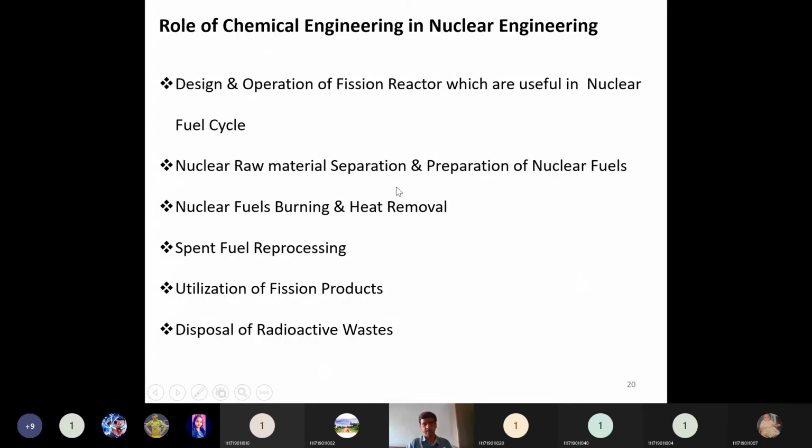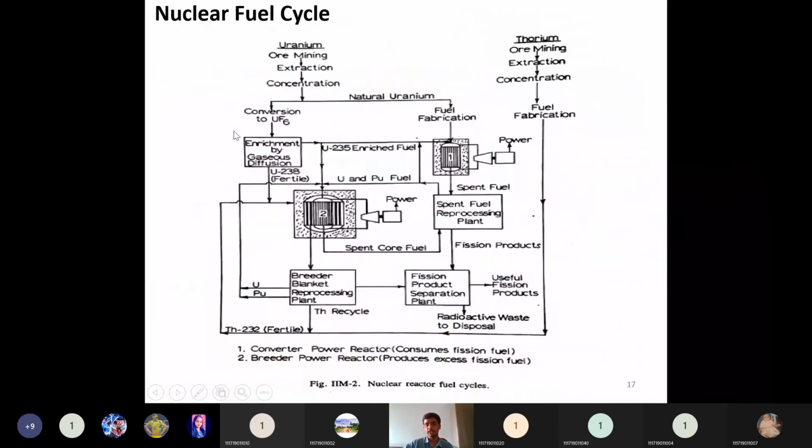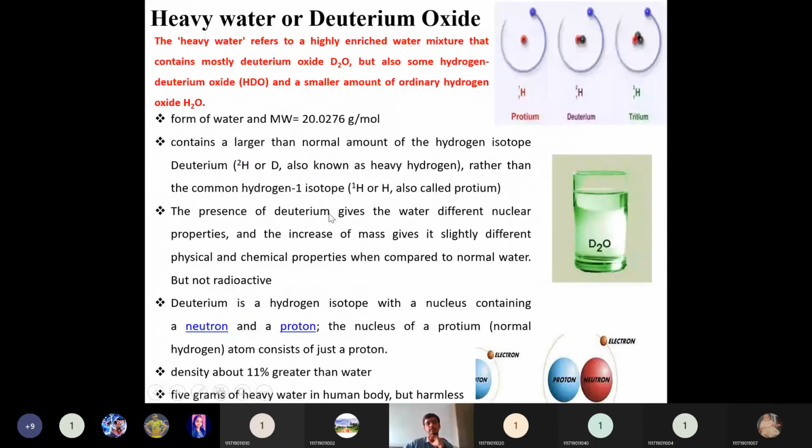So there is a reactor. Reactor design will be the unique characteristic of a chemical engineer. Only a chemical engineer can design the reactor on a large scale. So chemical engineering has to play a major role in nuclear engineering in such a way that he has to design and operate the fission reactors, which are useful in the nuclear fuel cycle. Operation of these reactors needs a chemical engineer. Not only operation, but designing of these reactors is also looked after by the chemical engineer.